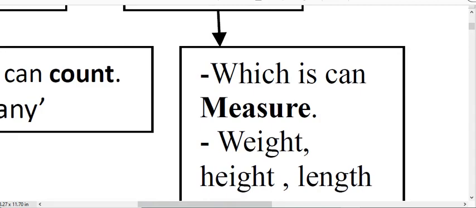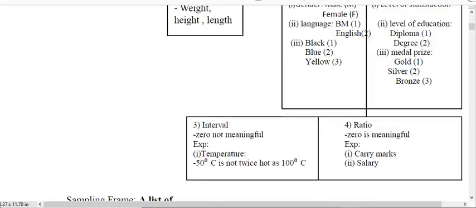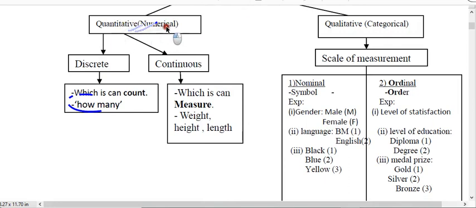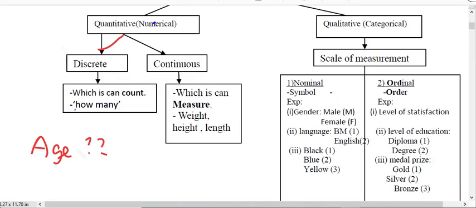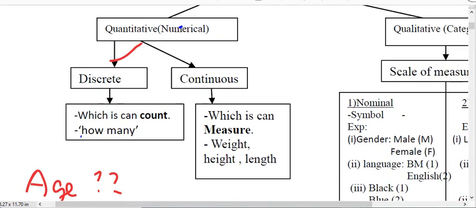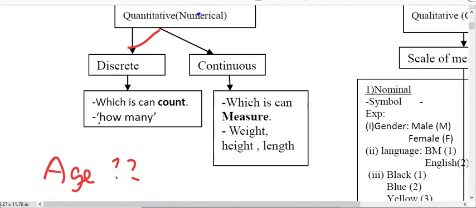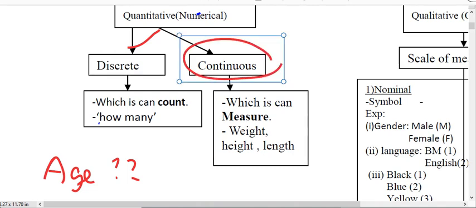Now my question to you, how about age? Will it be discrete or continuous? Is it discrete quantitative, quantitative discrete, or quantitative continuous? What will be the answer? The answer will be quantitative continuous.